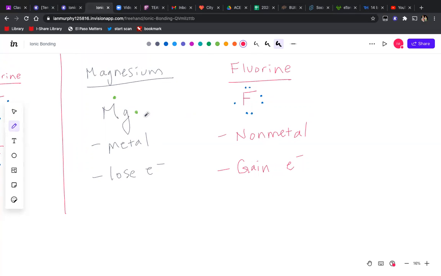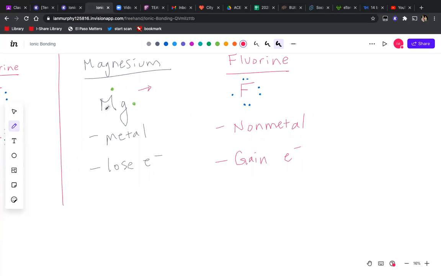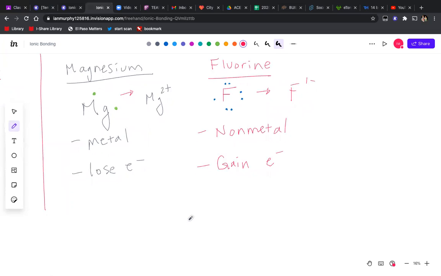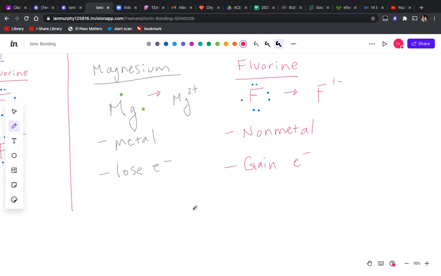magnesium were to lose these 2 electrons, it would have a positive 2 charge, right? And if fluorine were to gain 1 electron, because it can only gain 1 electron, fluorine would have a 1 minus charge, right? But my point is magnesium can't give both of its electrons to fluorine because fluorine only needs one more electron, right? So you guys probably already know what's going to happen, but if you don't, let me go ahead and illustrate it down here.